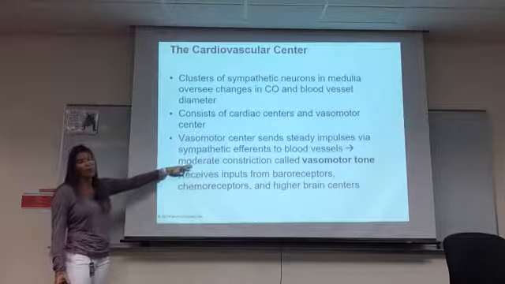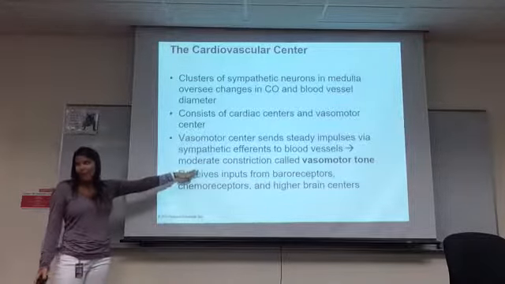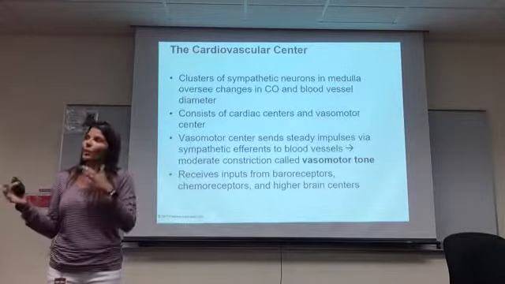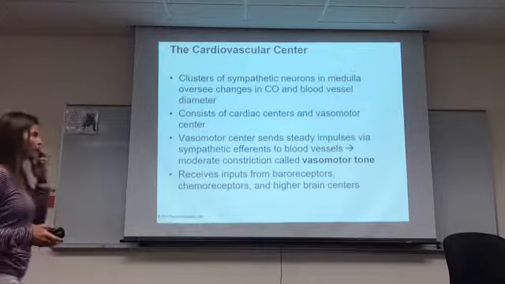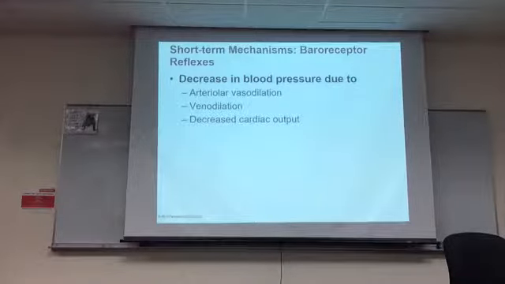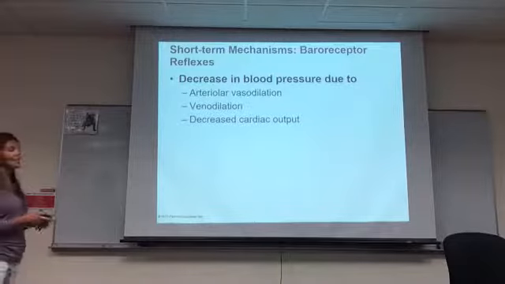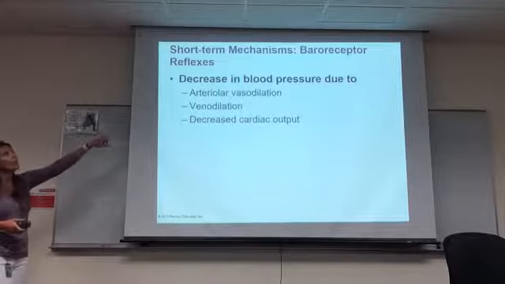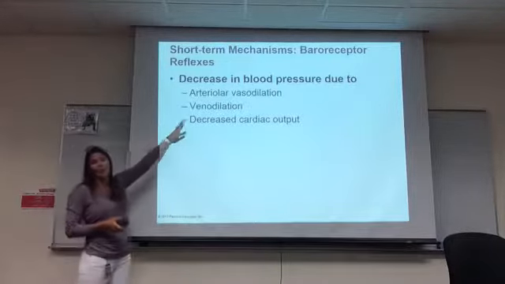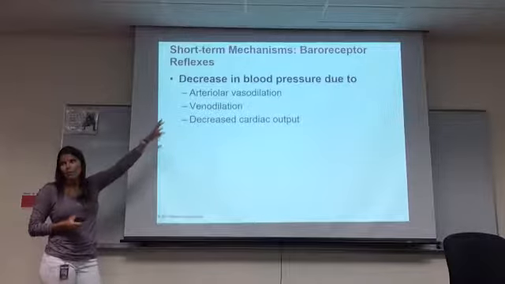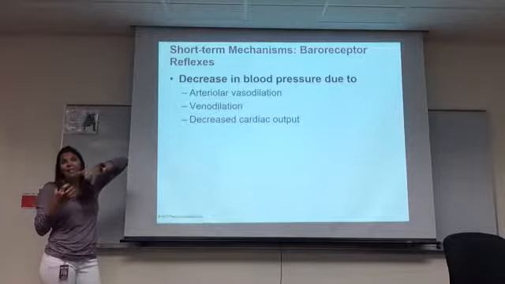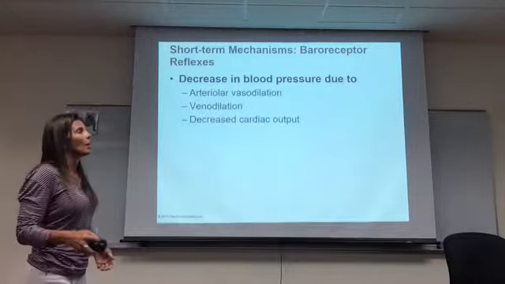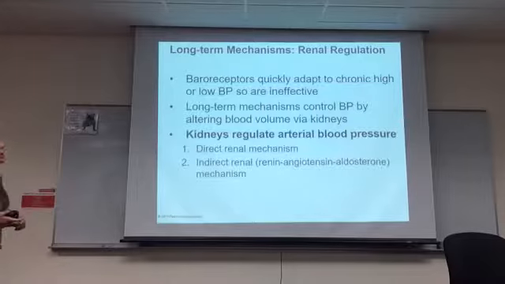Your vasomotor tone is where you are naturally. Are you a little bit high-strung, or are you a little bit mellow? We discussed this in a previous lecture as well. Why would your blood pressure decrease? Blood pressure decreases are due to arterial vasodilation, venodilation. So what's happened in both of those cases? The vessels' lumen has increased, or there is decreased cardiac output. So for whatever reason, your cardiac output has decreased.